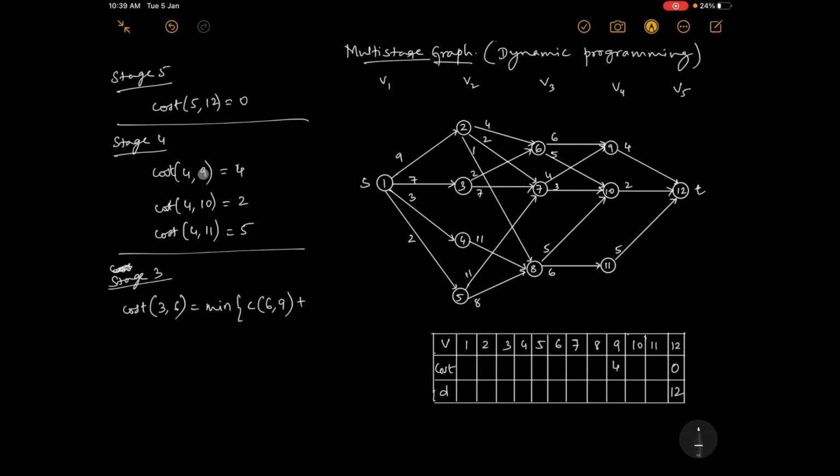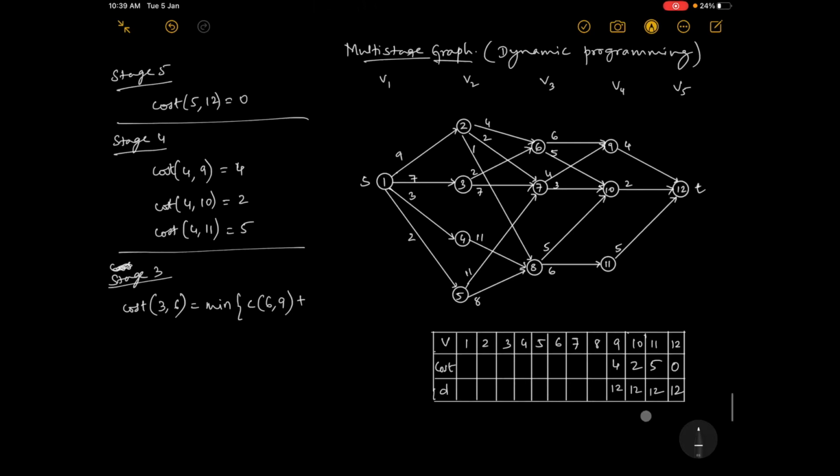So which has given the minimum to reach 12, this is the minimum. Next, 10 is 2 and 12 has given us the minimum, and this is 5, 12 has given us the minimum, correct. These values only I have written here. Before starting this I should have written here. Okay, these values in stage 4 I have written here, correct. And why 12, we'll understand later.